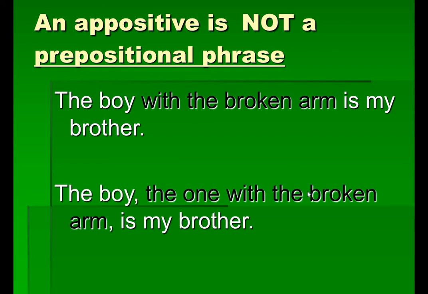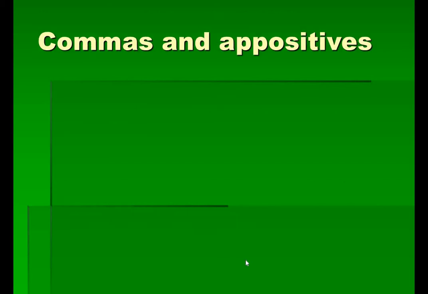The boy, comma, the one with the broken arm. So notice how the one is talking about the boy. The one with the broken arm and the boy are the same thing. Can I write it, the boy with the broken arm is my brother? Absolutely. It's just a simple sentence with a prepositional phrase. Here, the boy, comma, the one with the broken arm is my brother, is a simple sentence with an appositive phrase. I listed it under complex sentences because it's a complex idea that you're taking this phrase and you're interjecting it in the middle of the sentence to describe the subject, the boy.